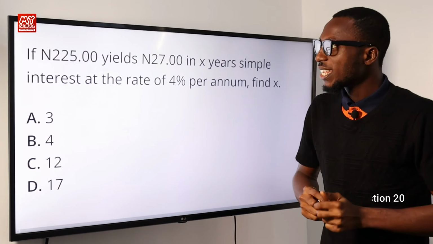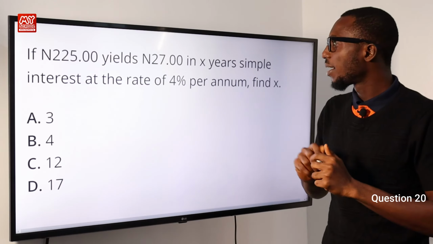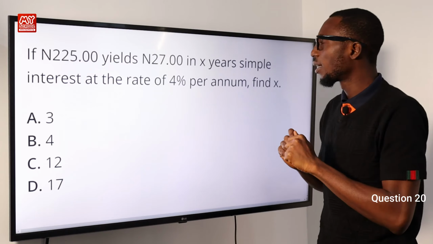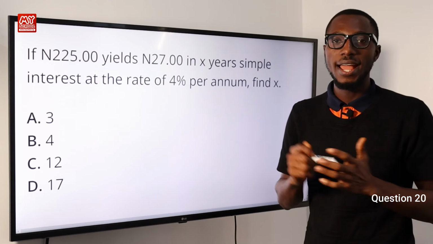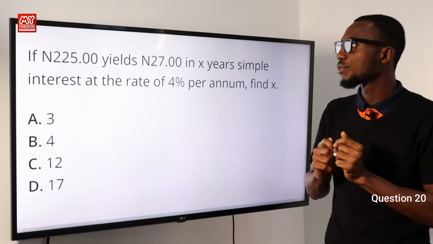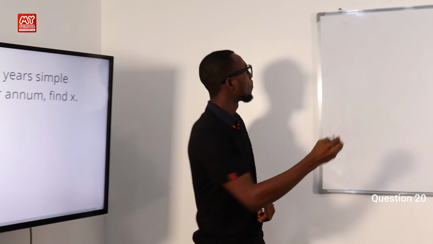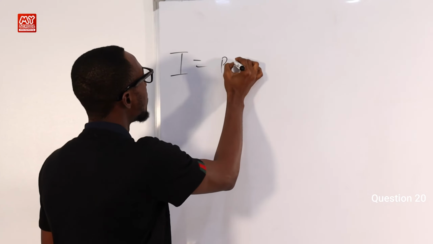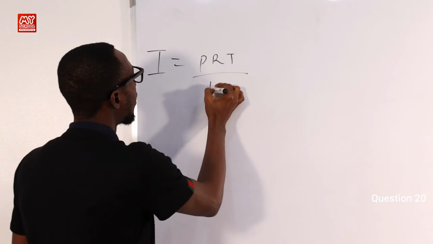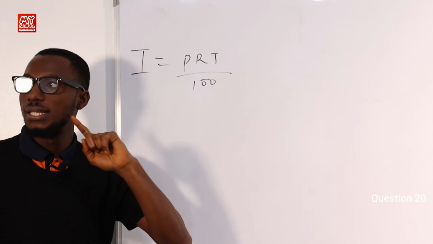Down to question 20. If 225 naira yields 27 naira in X years, simple interest at the rate of 4% per annum, find X. So we are asked to find the time. Recall the formula for simple interest: I equals principal times rate times time over 100. At this point we're asked to find the time frame.